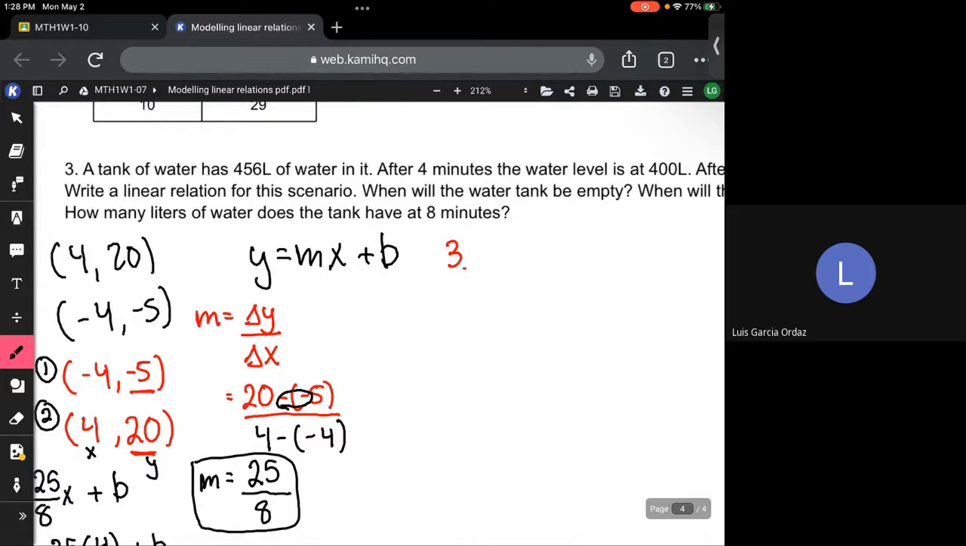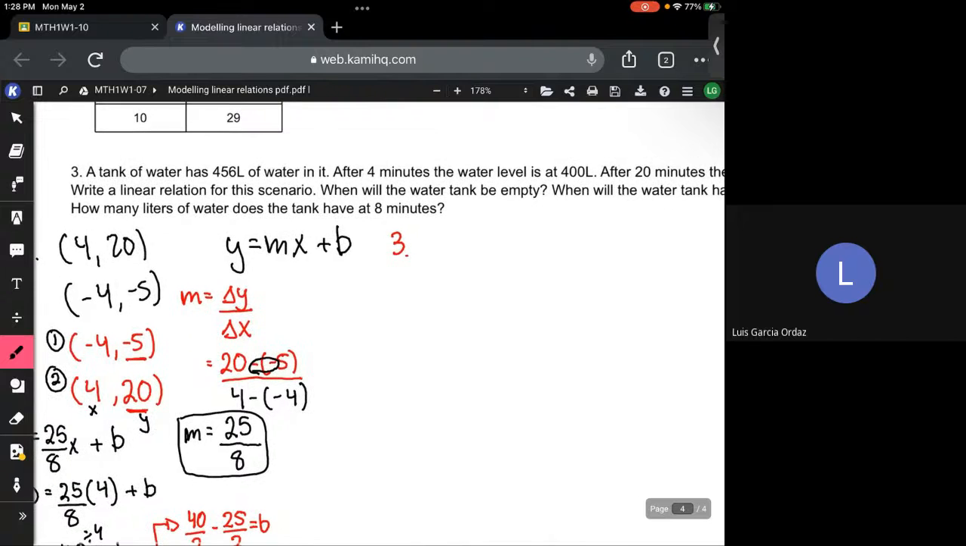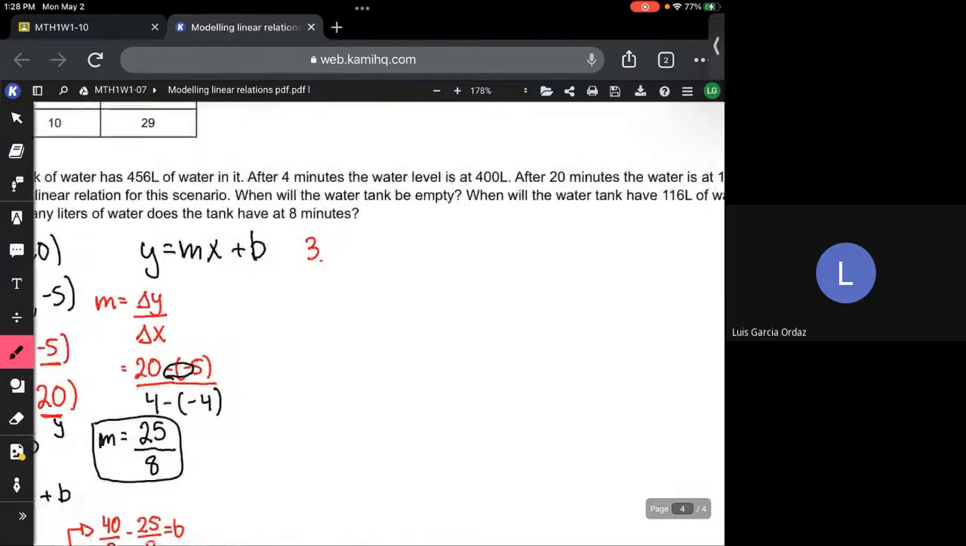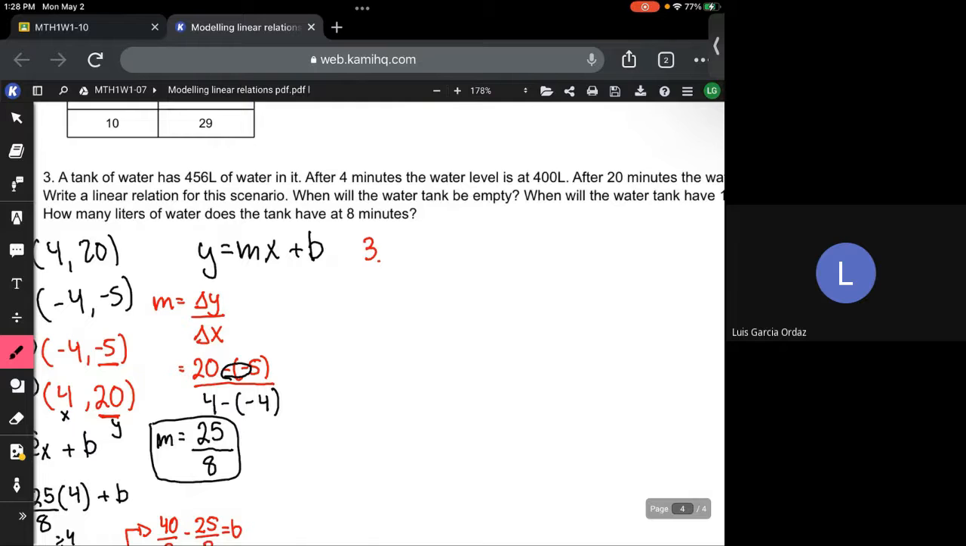So we're going to do number 3 because it's a word problem. We have a tank of water that has 456 liters of water in it. After 4 minutes, the water level is 400 liters. After 20 minutes, the water level is at 176 liters. I want to write a linear relation for this scenario. So again, I have to figure out y is equal to mx plus b. Just based off reading the problem, do we have any of those pieces of information? Look at the first sentence specifically.